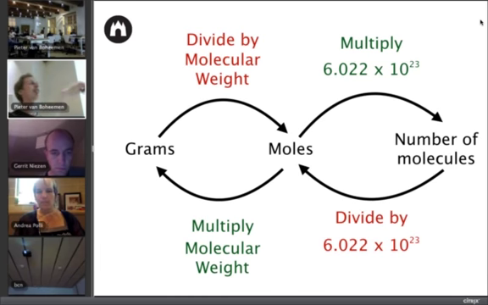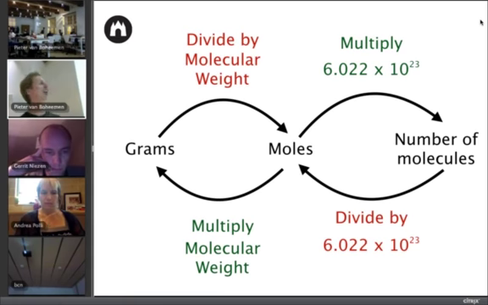And you can convert grams to moles and moles to number of molecules based on these formulas. So if, for example, you want to have 1 mole of sugar, that means that you need 6 times 10 to the 23rd number of molecules. So it's a pretty large number, but that number of molecules is 1 mole.